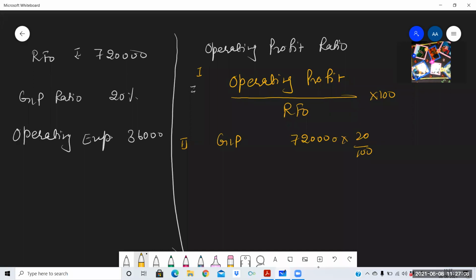Yes, very good, Ajay Bhatia. Tell me only the GP amount if you have calculated. I'm waiting for your answer. 1,44,000. Whatever answer you are getting, you have to write in the caption so that your answer is clearly visible, along with the unit. Step 3, find out operating profit.